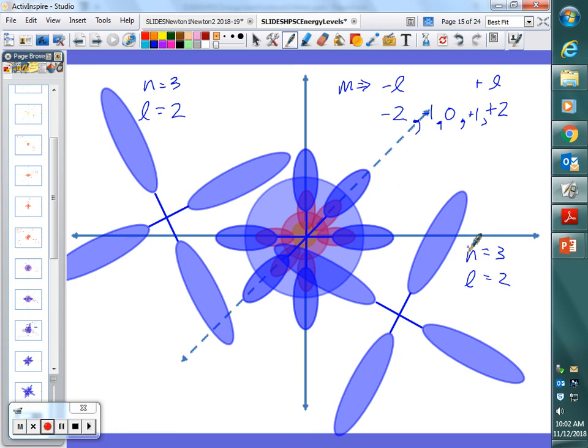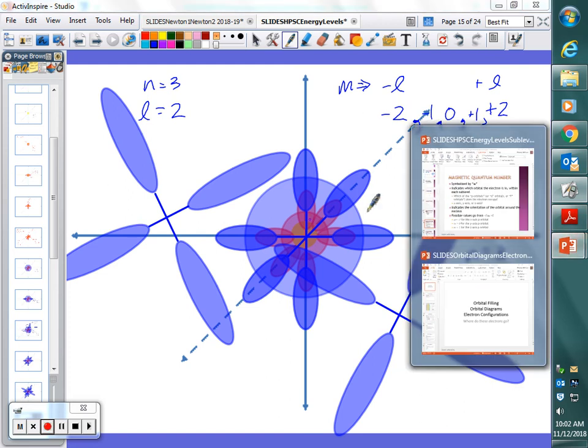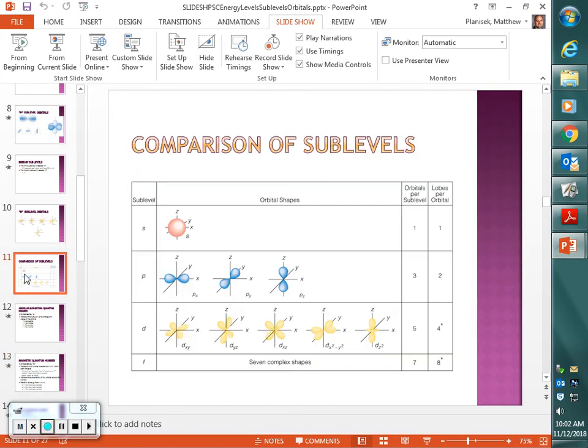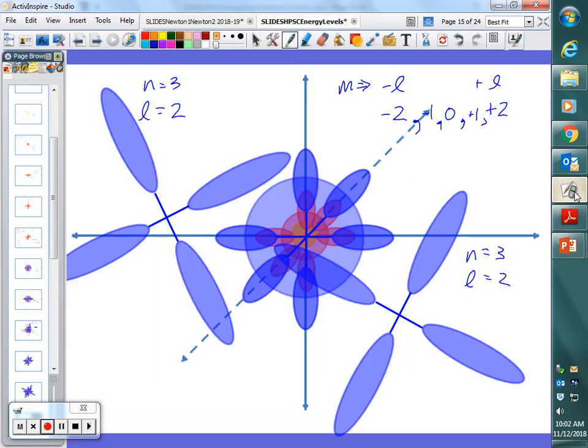5. Take a look at your outline. Second page down at the bottom. This chart right here, how many d orbitals are there? 5. Here, how many possible values for M are there? 5. Because we have to tell all 5 of those d orbitals apart from each other.